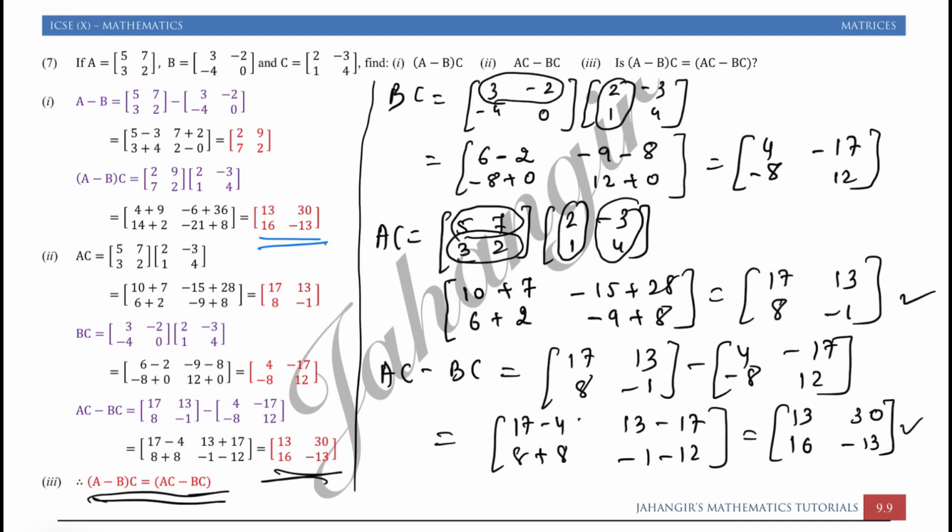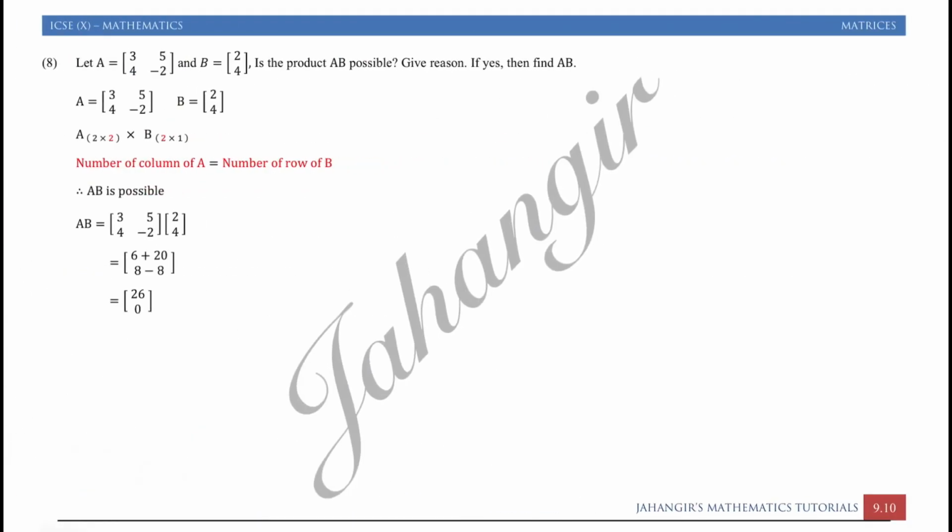Now we will shift to the next question. Hope you are now getting how to multiply. It will take time, but as you finish this exercise, multiplication will be quite easy for you. Now from this part, there are matrices which have unequal orders.